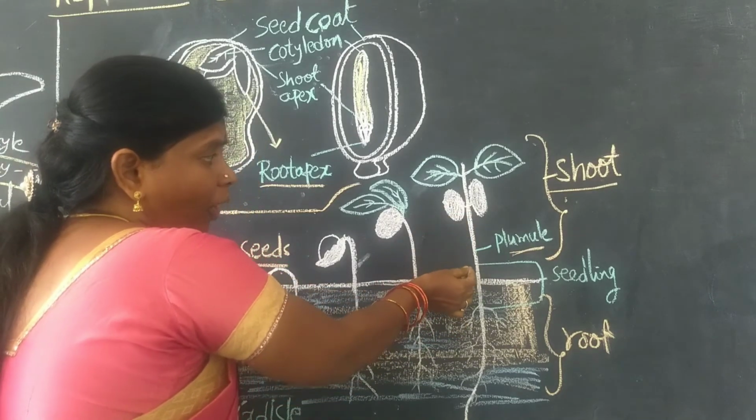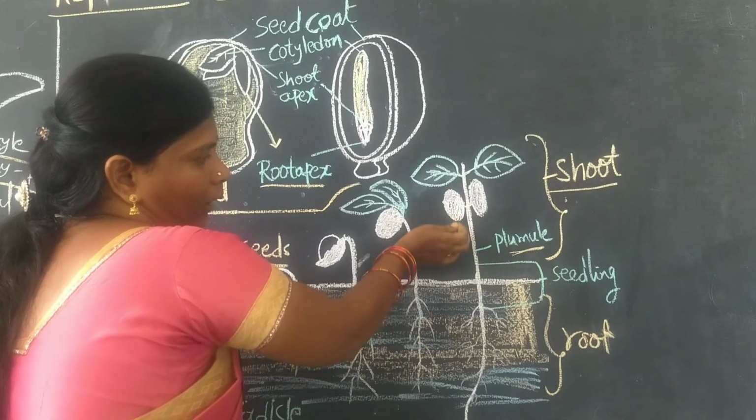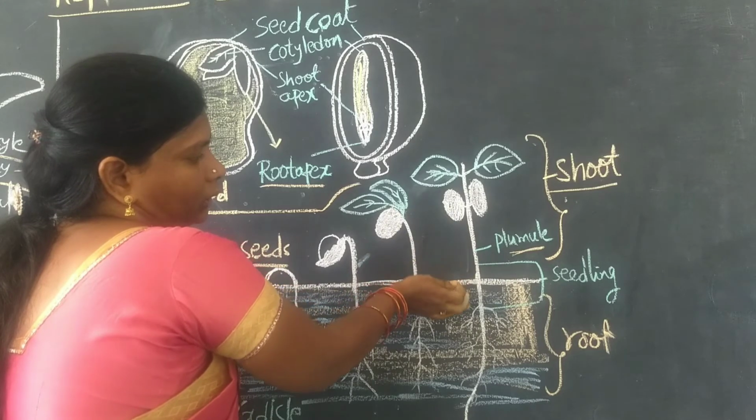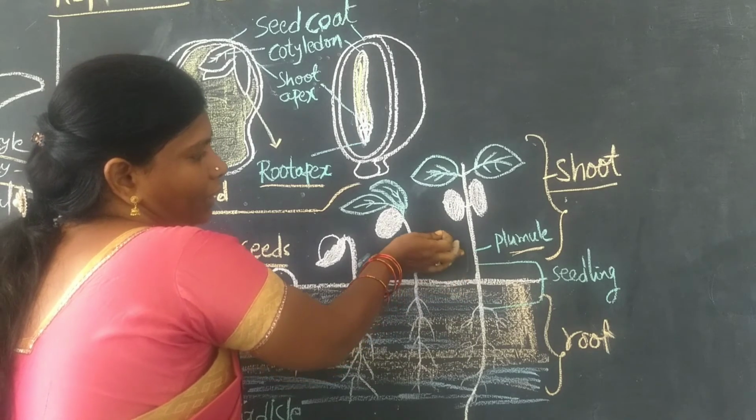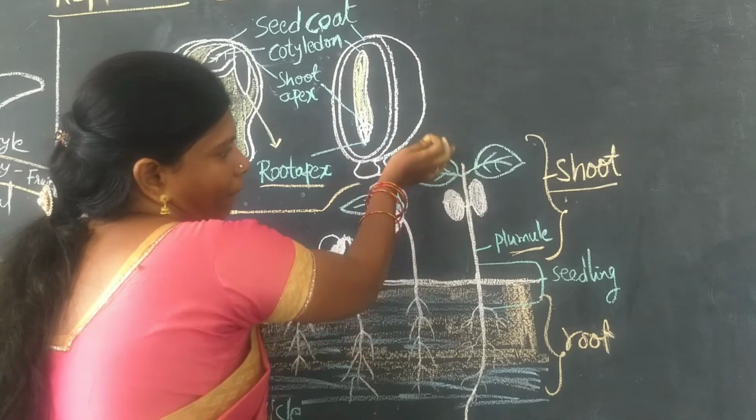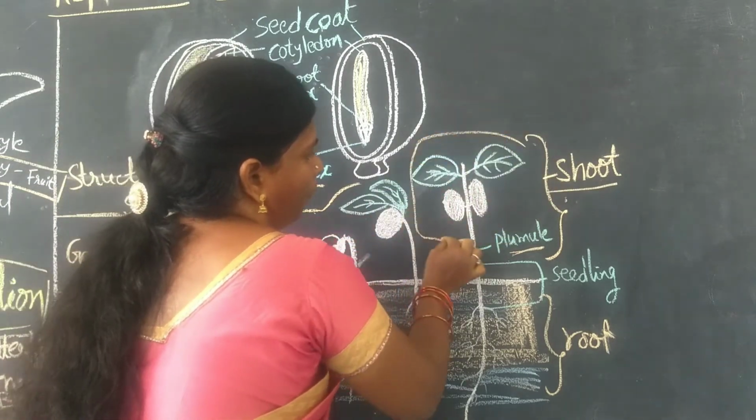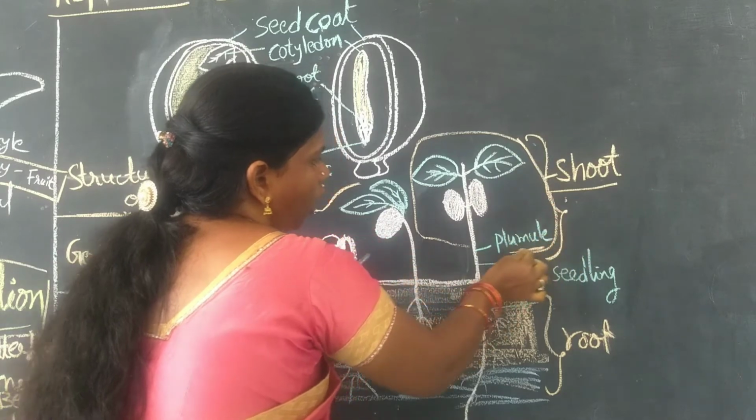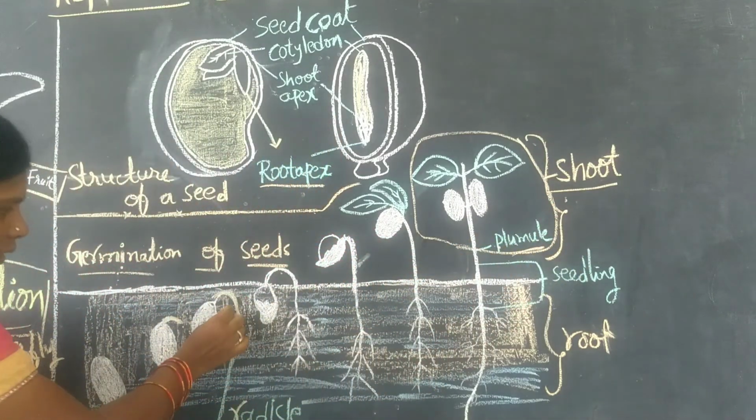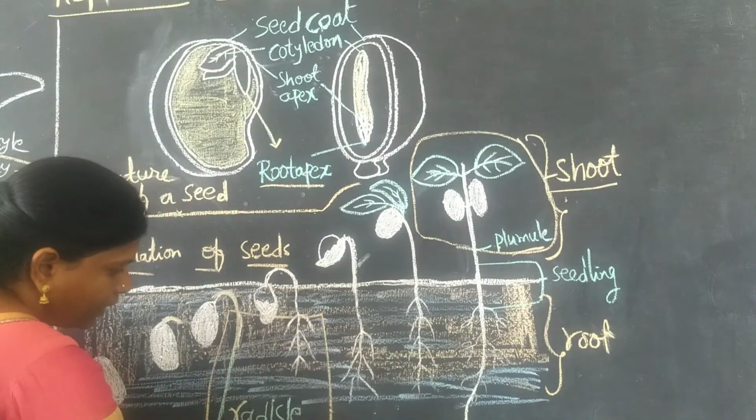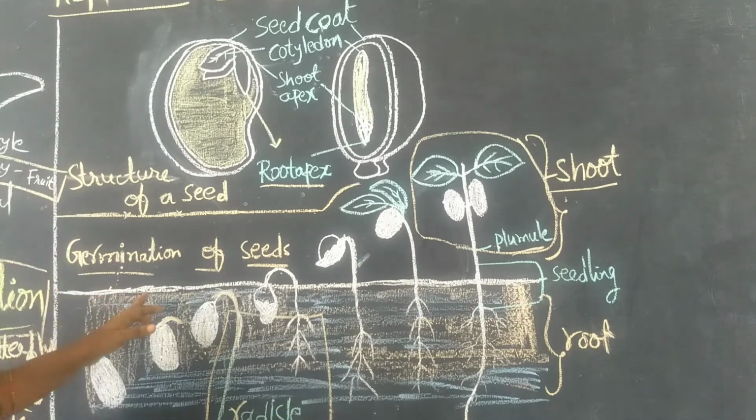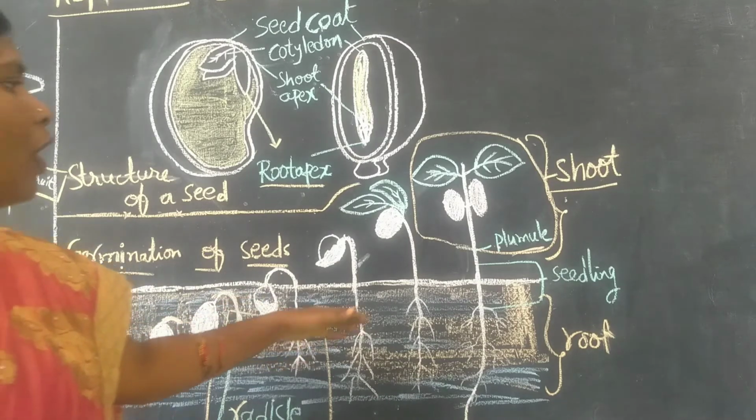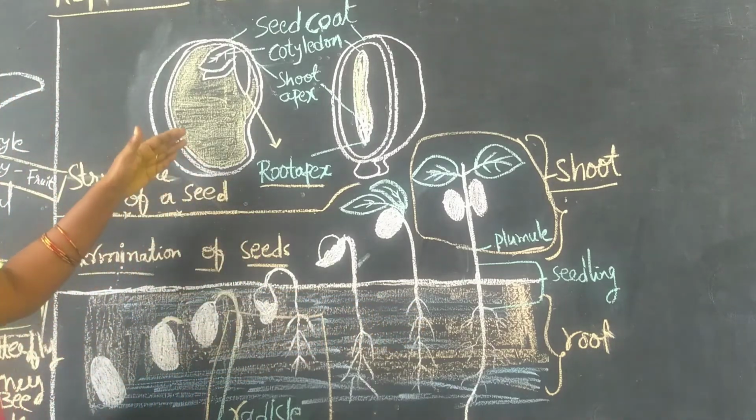Shoot is whatever part is going up. Whatever part is going to the shoot is called plumule. Whatever part is going under the soil is called radicle. Now this is called the germination of a seed.